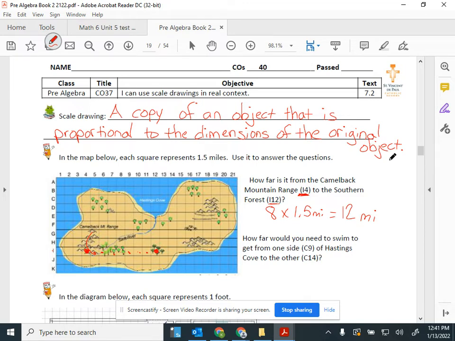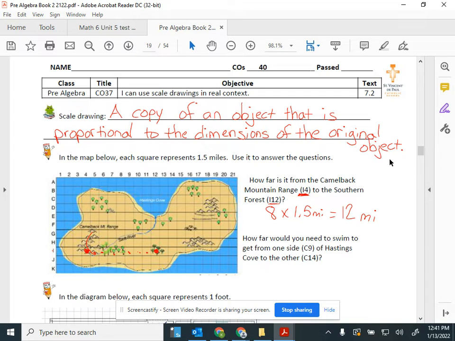Yes? Yeah, what I did is I was doing 1.5 plus 1.5 plus 1.5 in my head, and then I think I skipped a number by accident, so I got 11.5. So instead of adding it all in your head, do the multiplying. Okay, so you don't miss one.